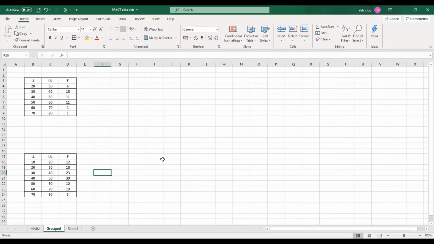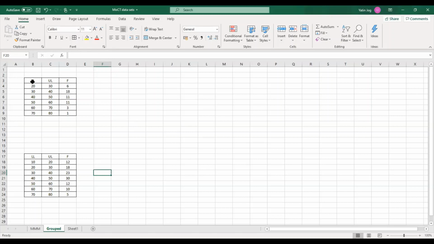Now how to calculate mean, median, mode of group data. This is a limitation of Excel, that you don't have direct functions using which you can calculate mean, median and mode for group data. What you have to do is you have to do the calculations and then use the autofill option.